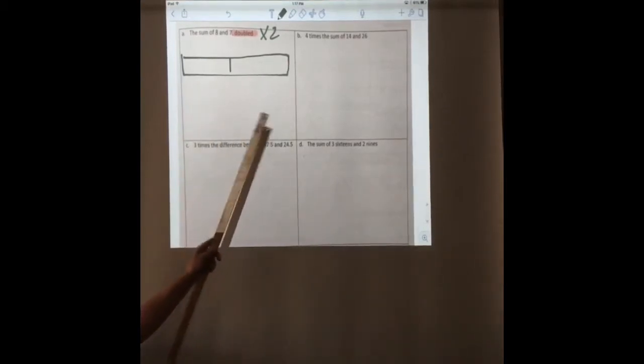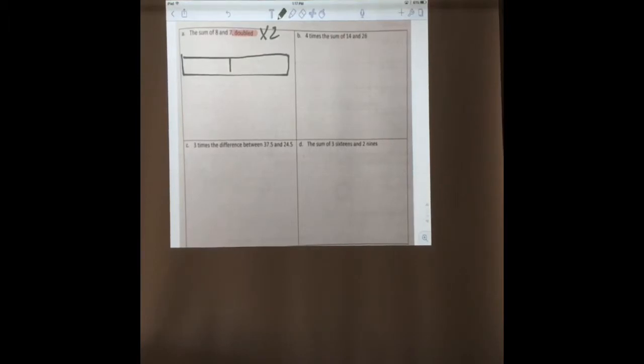If I was going to draw out the sum of 8 and 7 doubled, there should be a key word there. What key word do you see? Doubled, right. That means, what are we going to do? Yeah, we're going to multiply by 2, right? Nice work. And when it says sum, what does that mean? The total of what kind of a problem? An addition problem. So we'll cut our tape diagram into 2. That's the doubled part, right?